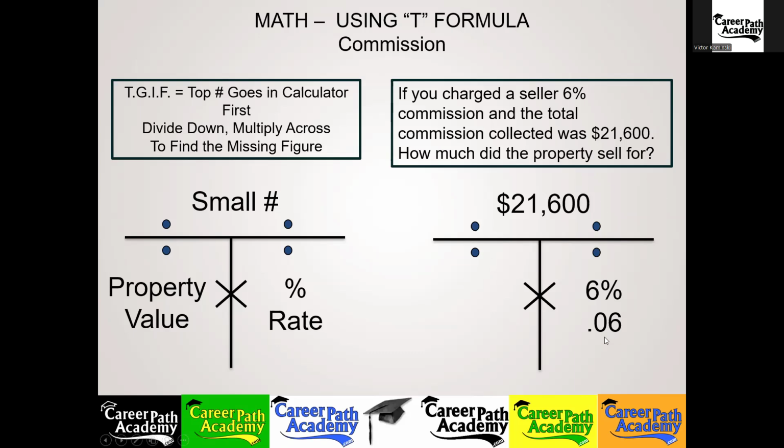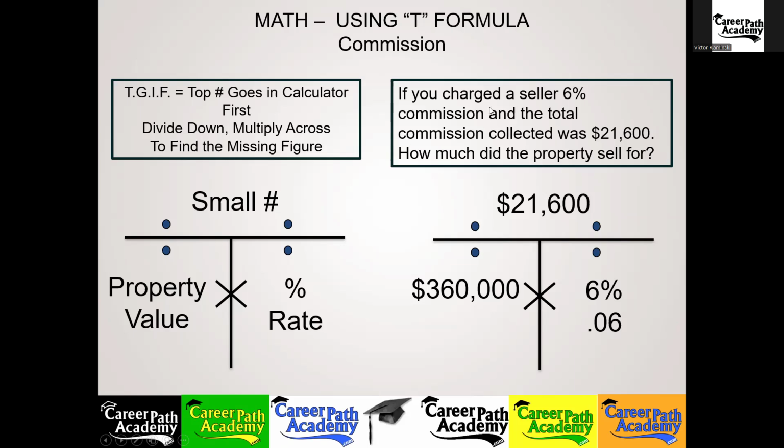21,600 divided by 6%. What do you get? 360. There you go, 360. Doesn't that T formula make it a lot easier to figure out? You're not guessing at, am I multiplying, am I dividing? You just draw the T formula and say, hey, small number goes up top, large number on one side, and the rate on the other. And you could figure out the missing component.